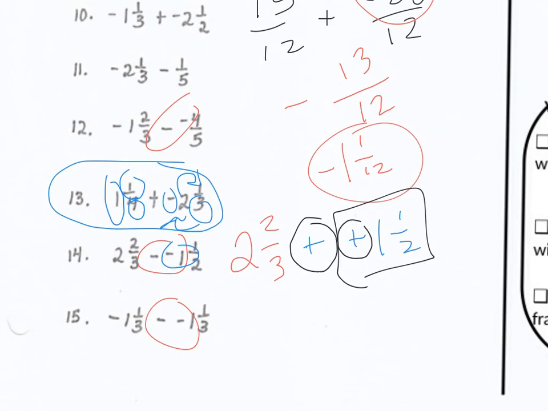Convert the mixed number to an improper fraction. Find your common denominators. Use your rules of integers. And then either reduce or convert back to a mixed number if you need be, depending on the question. Hopefully that helped.